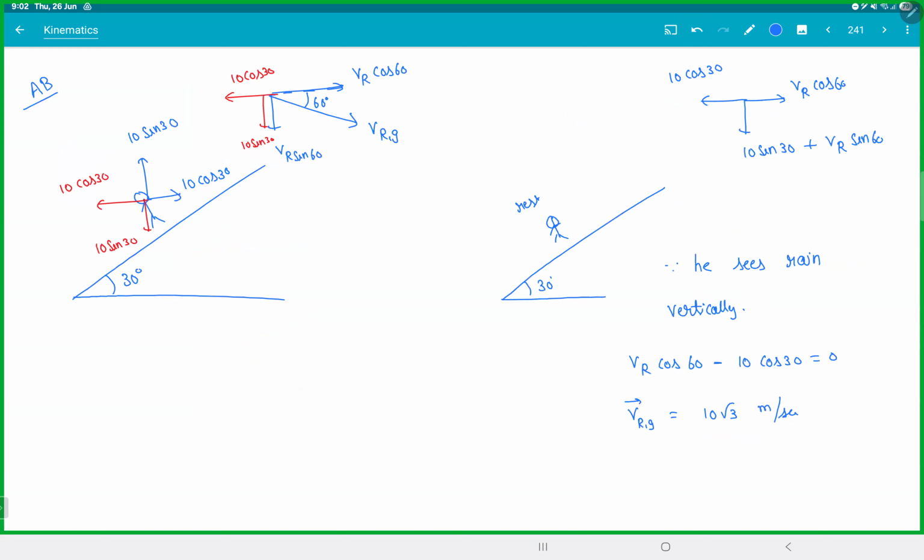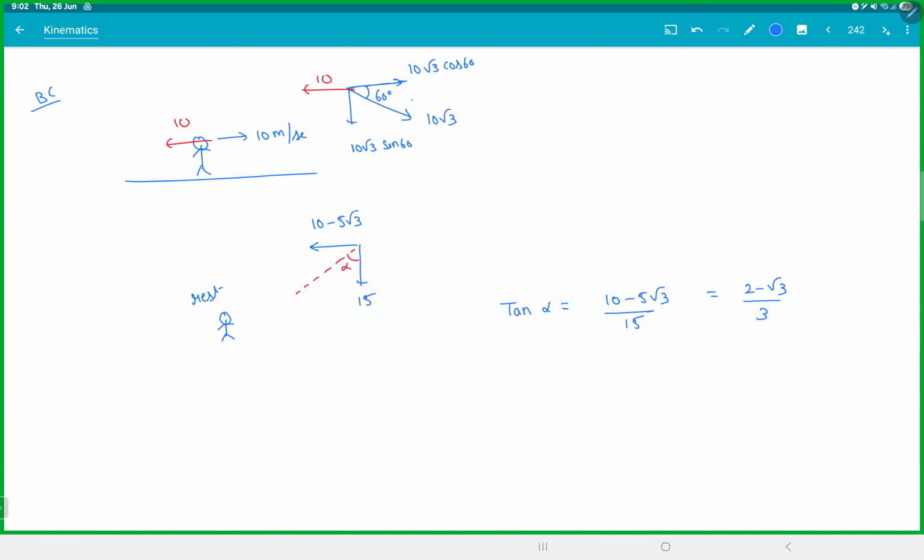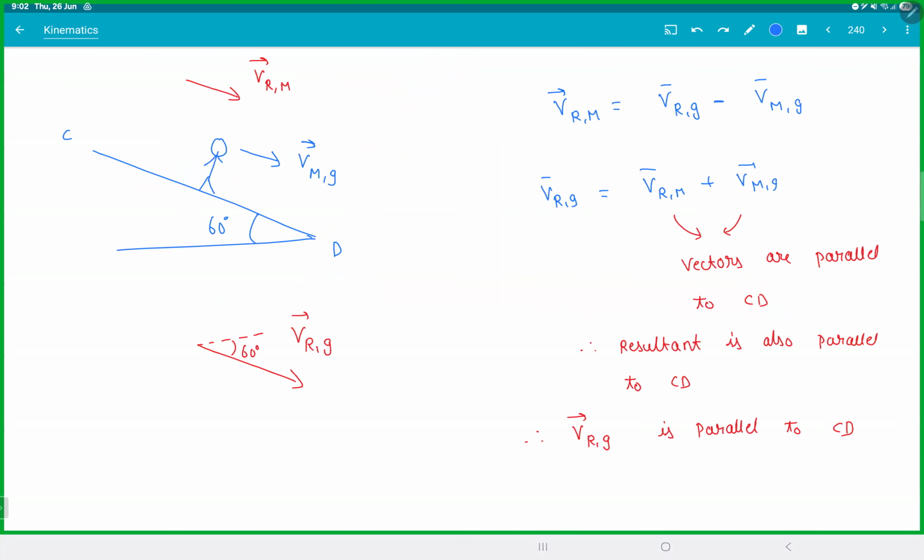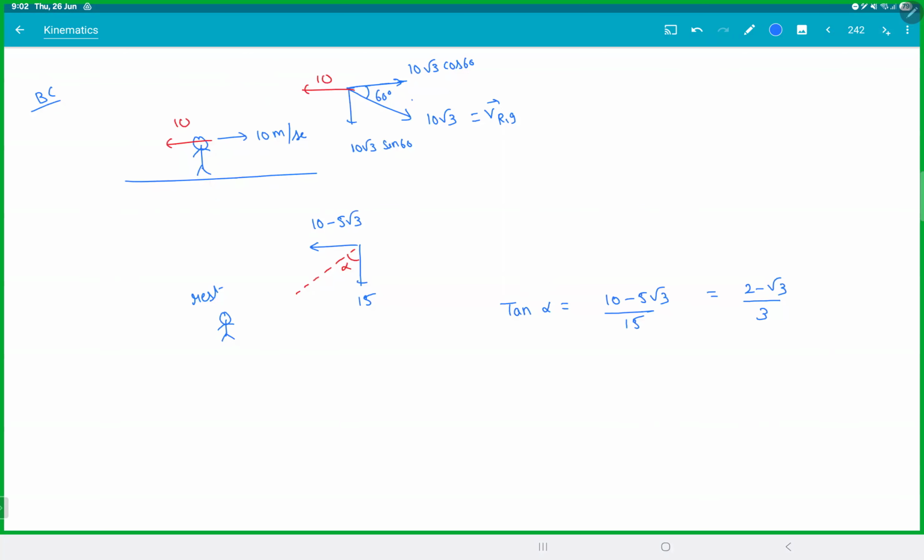And when you're on AB, you thought it is falling vertically. That means the horizontal component is 0. That gave you the magnitude of the rain. Now when you're on AB, I know the rain is falling at 10 root 3 at an angle of 60 degrees. Subtract the man's velocities, and this is what you see. Is this clear, everyone? So the main thing in the question is that the rain is parallel to CD. What did you guys do? You guys thought the rain was falling vertically, yeah? How are you guys getting 30s and 60s, such good angles? This thing looks so messed up.